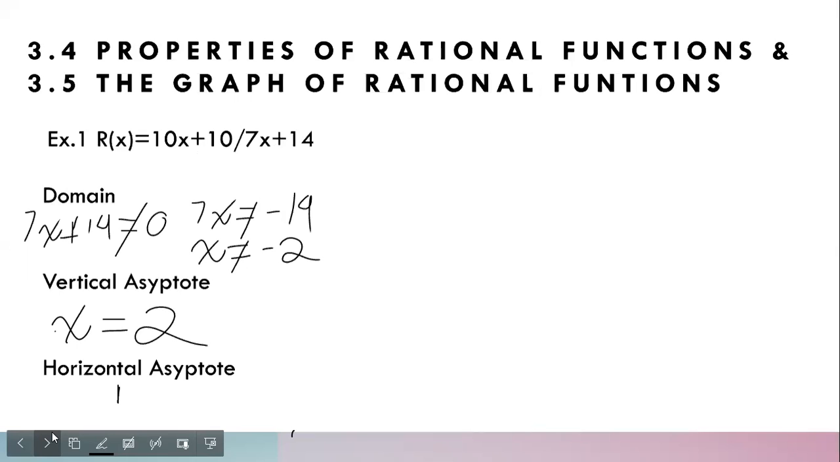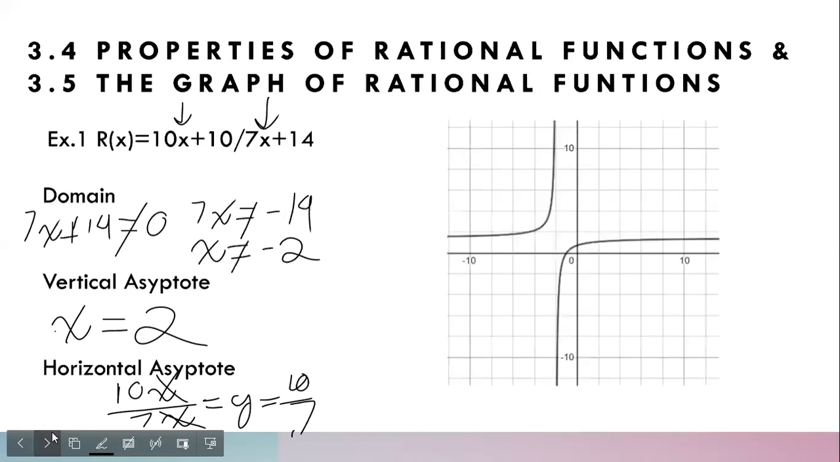And for your horizontal asymptote, because the degree of the numerator and the degree of the denominator are the same, you know that there will be a horizontal asymptote. So you get 10x over 7x, and then you cancel out the x's, so you get y equals 10 over 7 for your asymptote. So here's the graph of this function, and we know after finding our asymptotes that they are here and here. So this is what the graph with asymptotes would look like for this specific function.